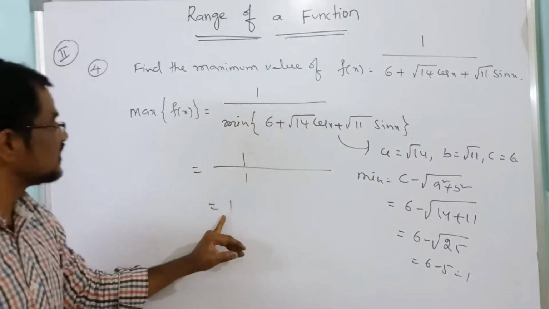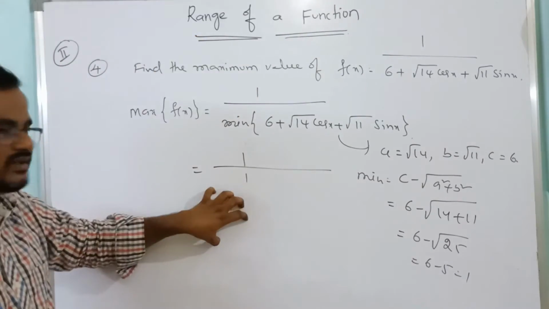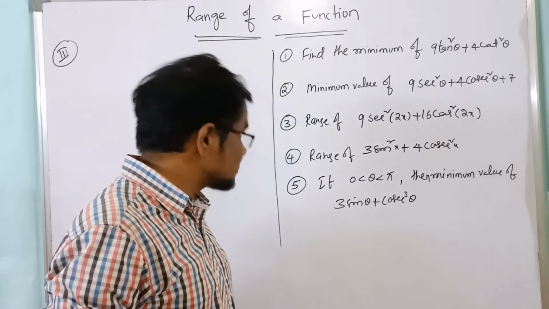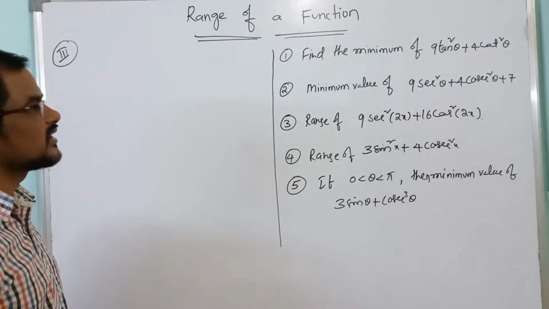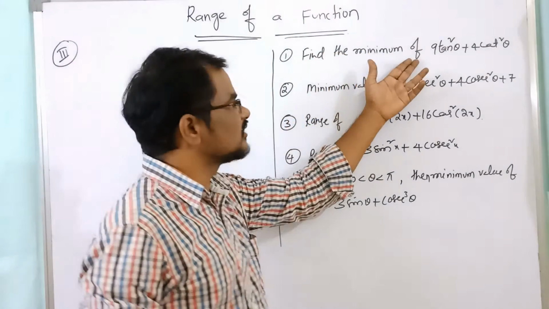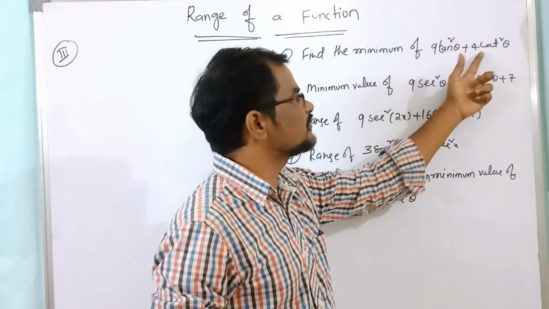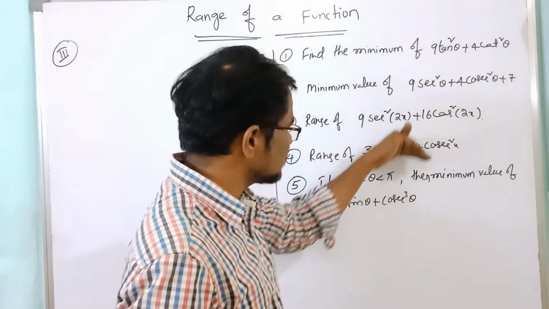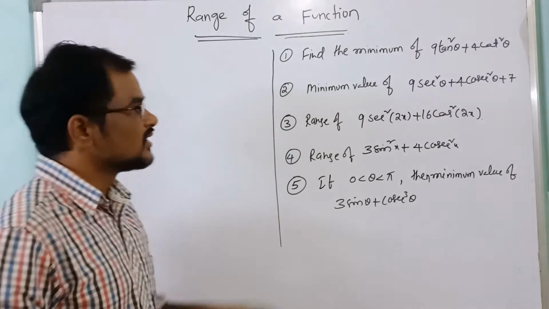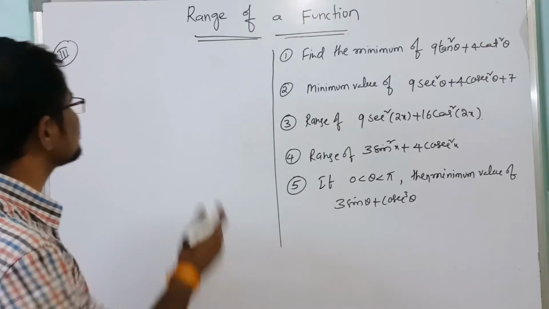So 1 by 1 is 1. So the maximum of the given function is 1. Right. See, this type of problems. Here what they have given? Find the minimum value of 9 tan square theta plus 4 cot square theta. So all these problems are the same type of problems. For this type of problems we have to use this condition.